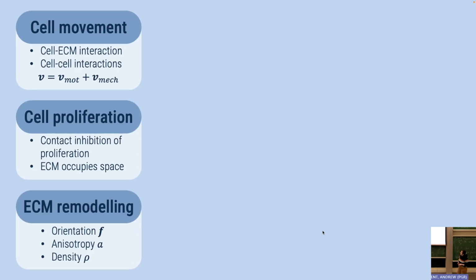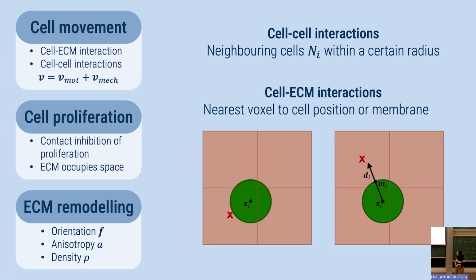I split my model in 3 parts: cell movement, cell proliferation, and ECM remodeling. For cell movement, we have 2 components that affect the cell movement: the interactions between the cell and the ECM, and then the cell-cell interactions. I will go through those in a minute.